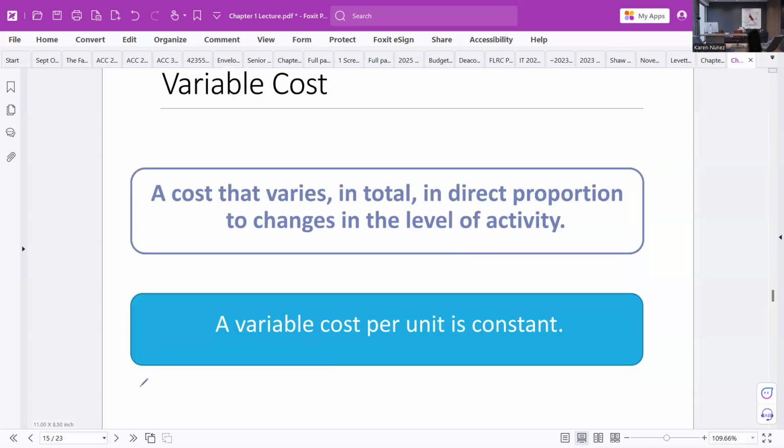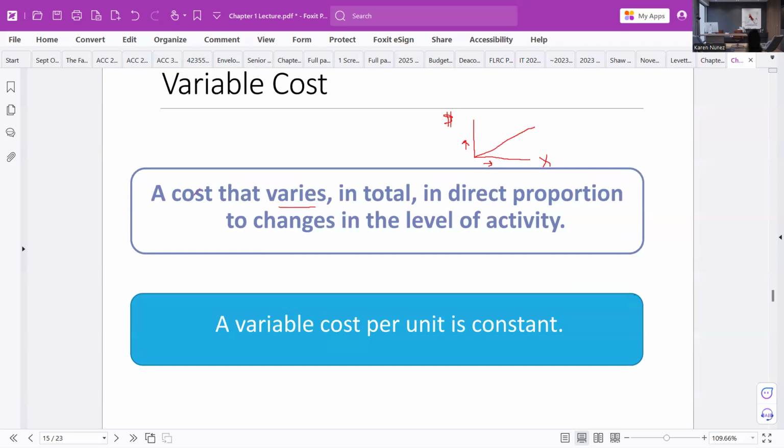Let's start with the variable costs. A variable cost is a cost that in total, in direct proportion, varies in total and in direct proportion to changes in the level of activity. So graphically, a variable cost kind of looks like this. It extends out of the origin in a direct and upward fashion. This is the total cost on the y-axis, and this is the measure of activity, the volume, for example, on the x-axis. So as the volume increases, the total variable cost increases.